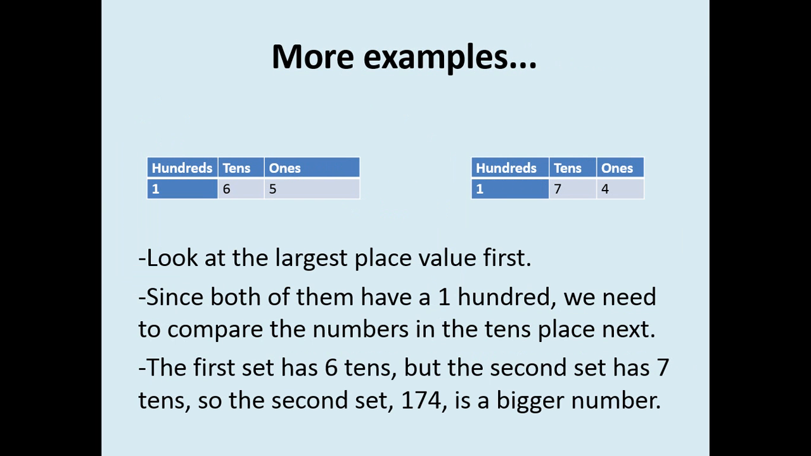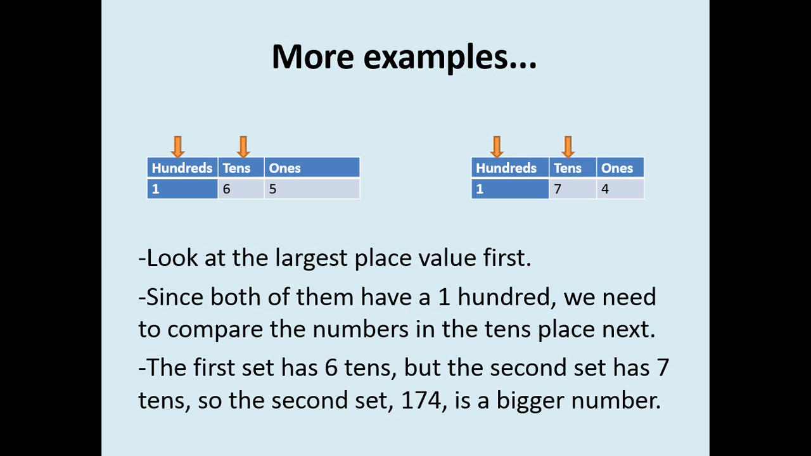Let's look at more examples, but this time looking at numbers that have 3 digits: a hundreds place value, tens place value, and ones place value. Look at the largest place value first, the hundreds. Both of these sets of numbers have a 1. That means we need to compare the numbers in the tens place next. On the first set, we have 6 tens, and on the second set, we have 7. So the second set, 174, is a bigger number.